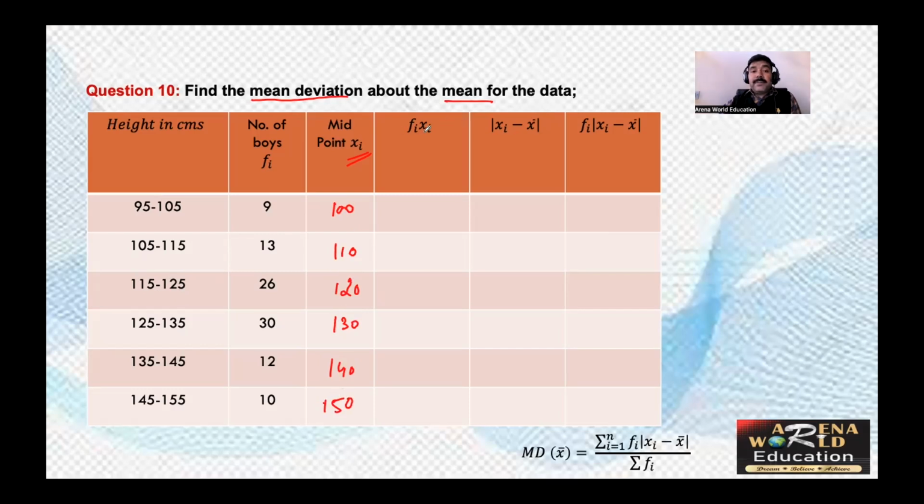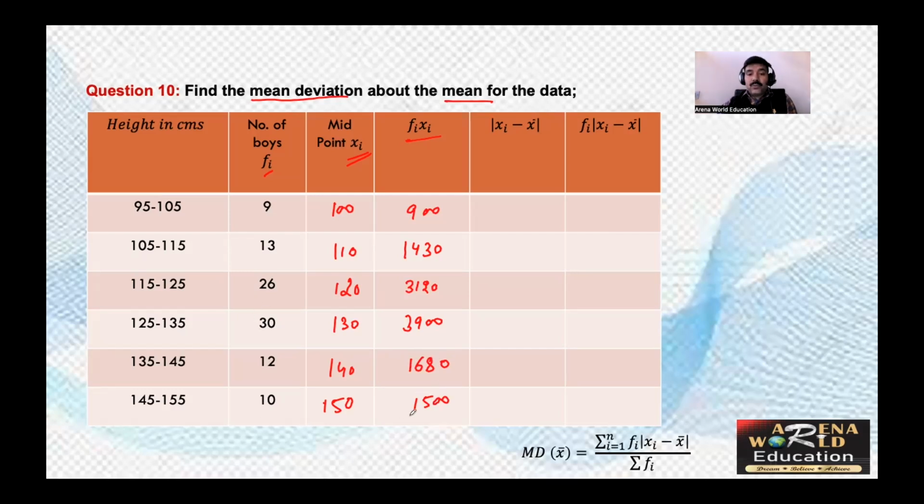Right? Now the next step is fi into xi. So this is fi. So yes, 9 into 100, simply 900. 13 into 110, it is 1430. 26 into 120, yes, this will be 3120, right? And 30 into 130, I think this is very easy, 3900. 12 into 140, yes, this will be 1680, right? And the last one is 10 into 150, this will be 1500.